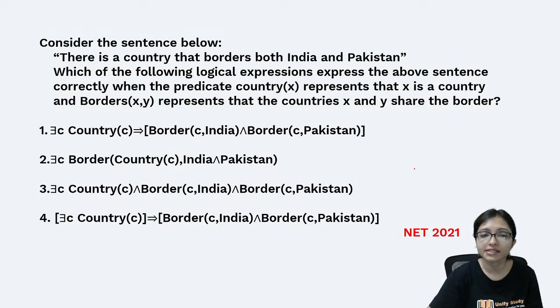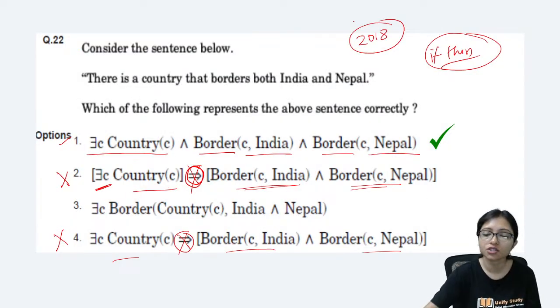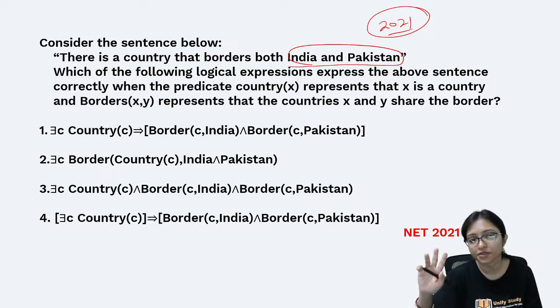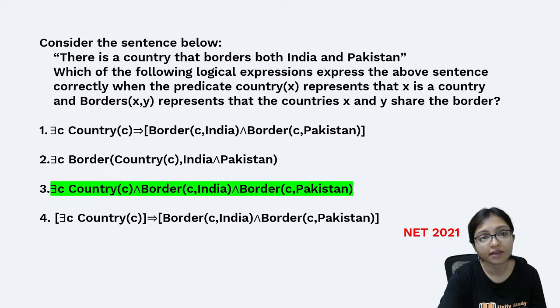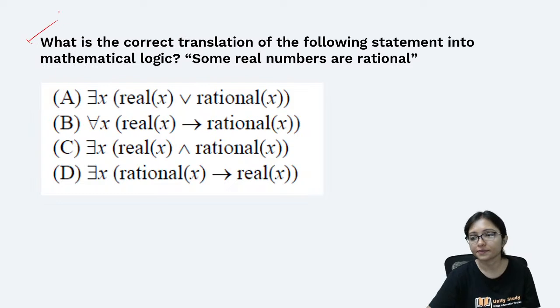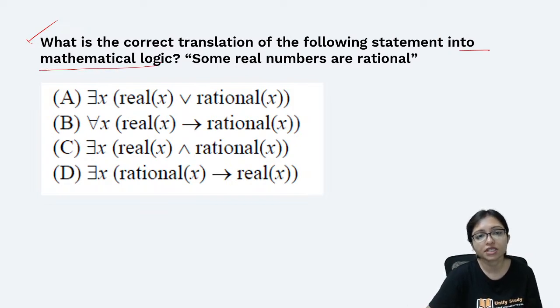Now do this. Here, same question. See that in 2018 also they asked this question, and in 2021 also they asked the question, only they changed the name of the country and asked the same question. They repeated two times and definitely this is the answer here. So very important. Previous year's questions are very important. Now do this one. What is the correct translation of the following statement into mathematical logic? Some real numbers are rational.